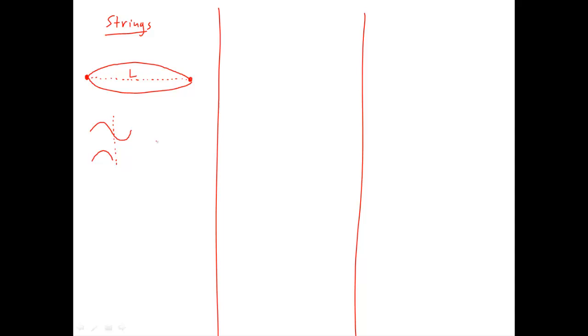So for strings, we got this nice little equation. The length equals only half of the wavelength lambda. Okay, so keep that in mind. The length only equals half of the wavelength.